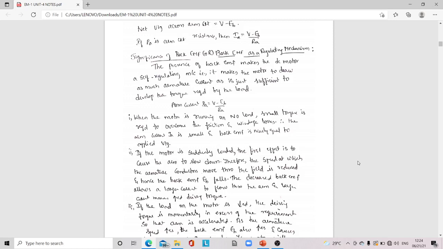Speed is getting reduced because whenever load increases, speed decreases. So load is increasing, speed decreasing, EB also falls. So decreased EMF will cause the armature conductors to draw more current from the supply. Hence torque is also more.